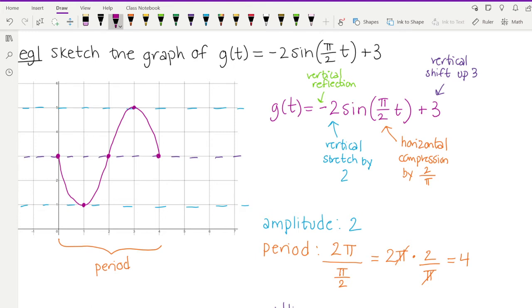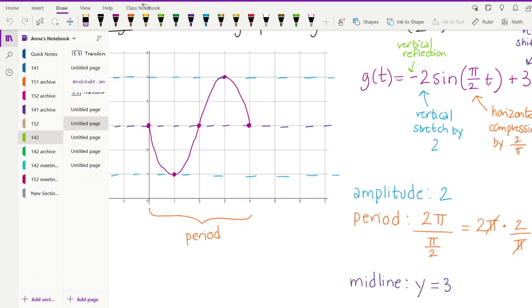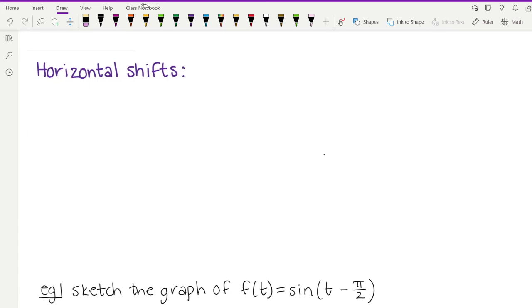One other thing that I should have said earlier in this video, and I did mention in the last video, is remember, this is not the entire graph. We're just sketching one cycle. So if you were to keep sketching this, you would just see the same shape happening, right? So it would go like this and then go back up, and then here it would be going like this. But because one cycle really captures the whole shape, that's why we're just focusing on sketching one cycle of each of these functions. So next up, we're going to talk about horizontal shifts.